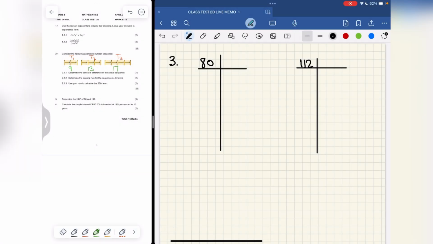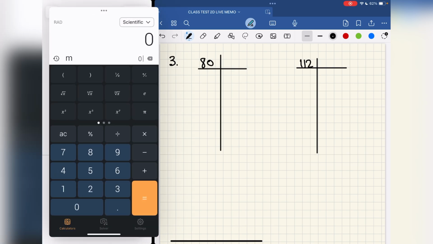Number 3, determine the highest common factor of 80 and 112. So we're going to do this quickly. We already know the drill. The smallest prime number that can divide into 80 would be 2. And 80 divided by 2 is 40. Sure, we don't need a calculator for that.